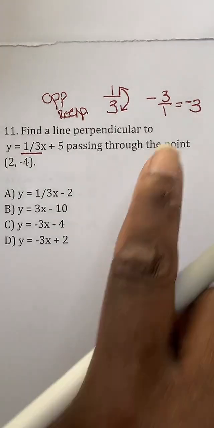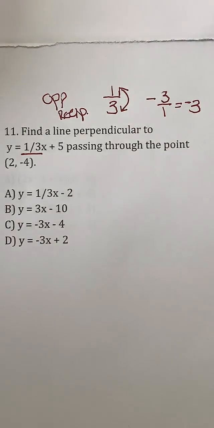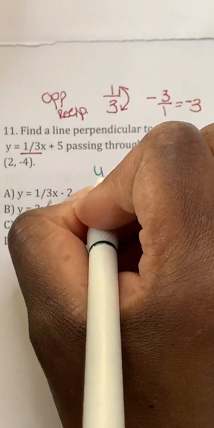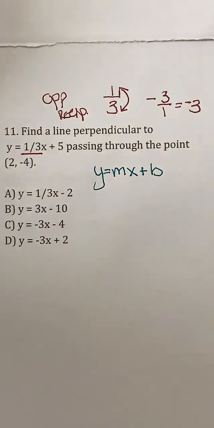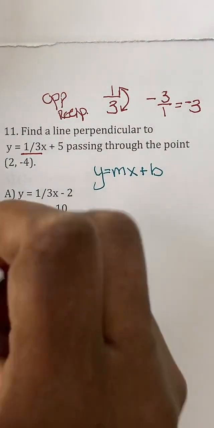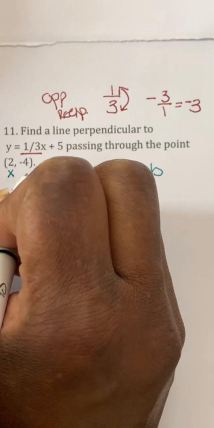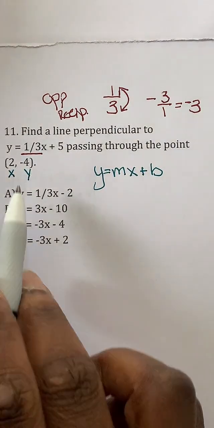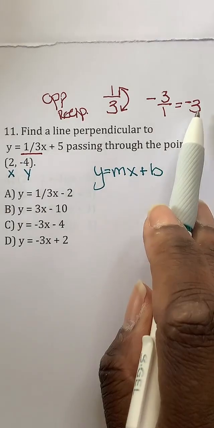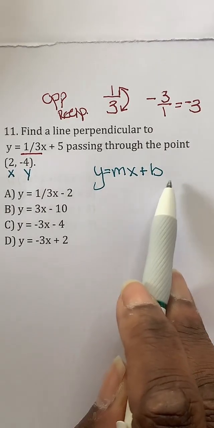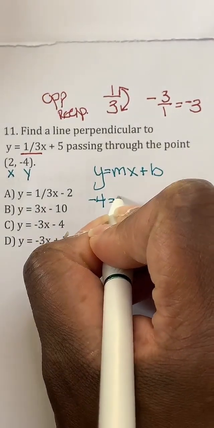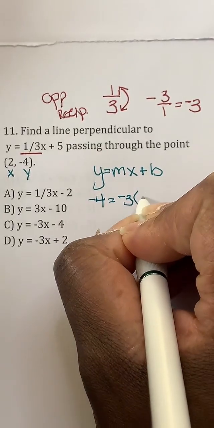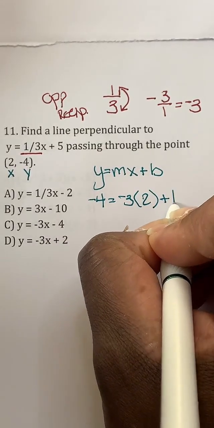So we have our slope. That's -3. Now we're going to go into our y equals mx plus b. If you have a point, this is your x, this is your y. This is what you're going to plug in plus the slope to find b. So we have our -4 is equal to -3 times 2 plus b.